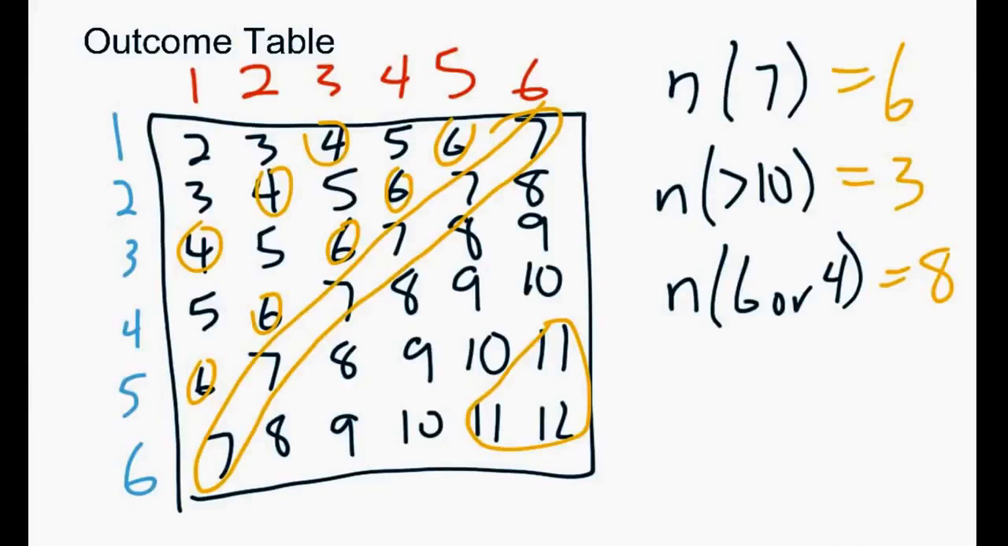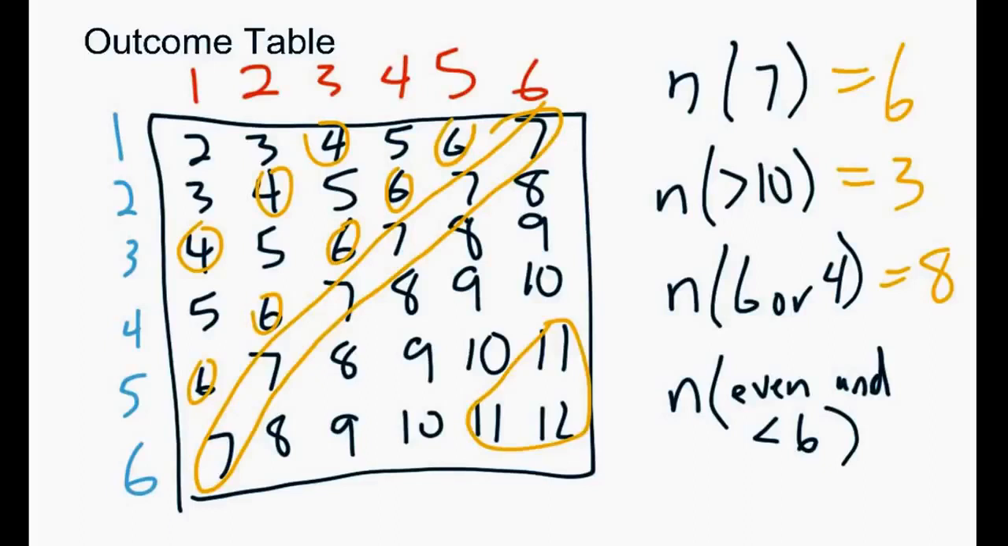Okay, let's do one more. How many ways could we roll an even number and less than 6? So how many even numbers are there less than 6? Well, we have the 3 4s that we already looked at. Right? 3 4s plus the 1 2 would give you 4.